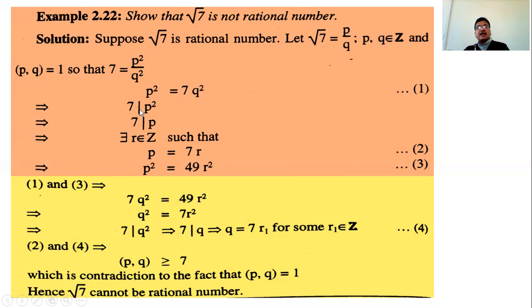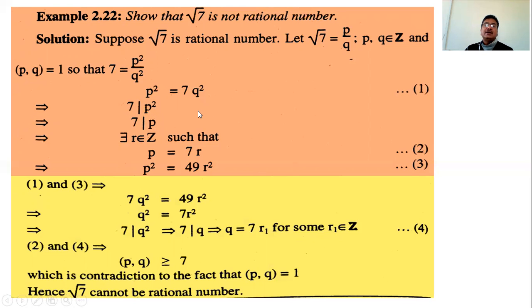And then by Euclid's lemma, 7 is a prime number. So what do we have? 7 divides p into p, and therefore by Euclid's lemma either 7 divides p or 7 divides p. Ultimately one statement is true, and if any statement is true, then we have 7 divides p.